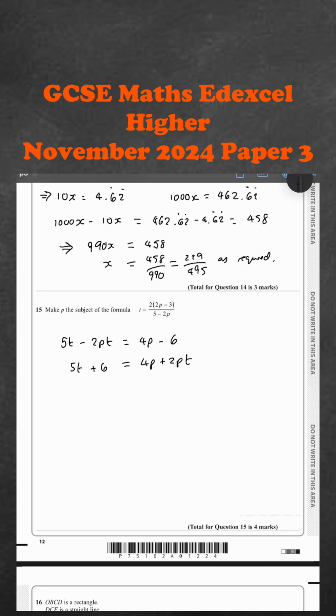Now we'll take the P outside the bracket, and we'll say 5T plus 6 equals P lots of 4 plus 2T. Divide through by 4 plus 2T, we get 5T plus 6 over 4 plus 2T equals P. That is our answer.